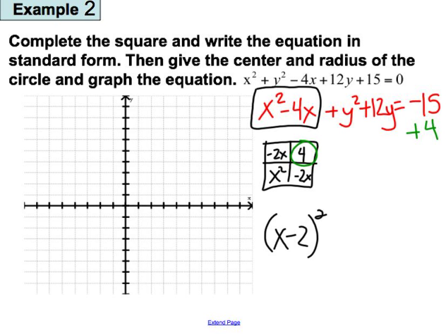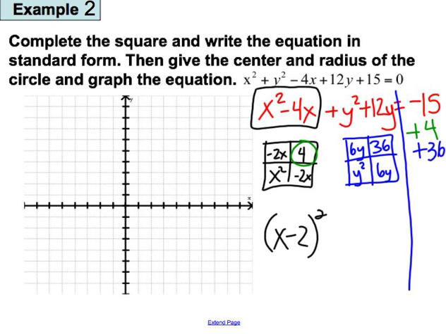Now I'm going to do it again, but with the y's. So y squared, it's going to put 6 y's in both corners. It'll make 36 in the top corner, so I have to add 36 on the other side of the equation. And my completed square for the y is (y plus 6) squared equals, and I add up the right-hand side, and it looks like I'm going to get 25. So remember that means my radius is 5 because 5 squared is 25.